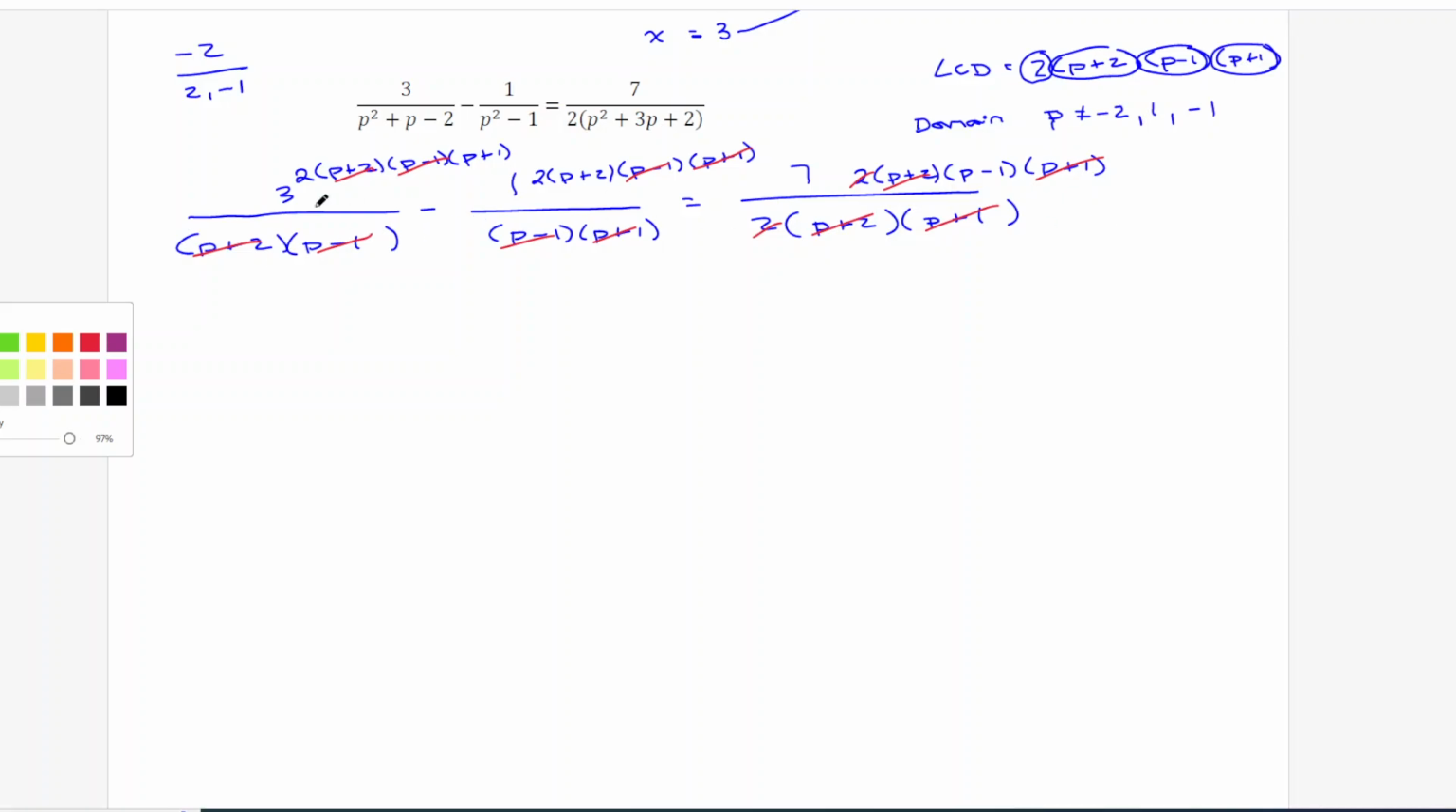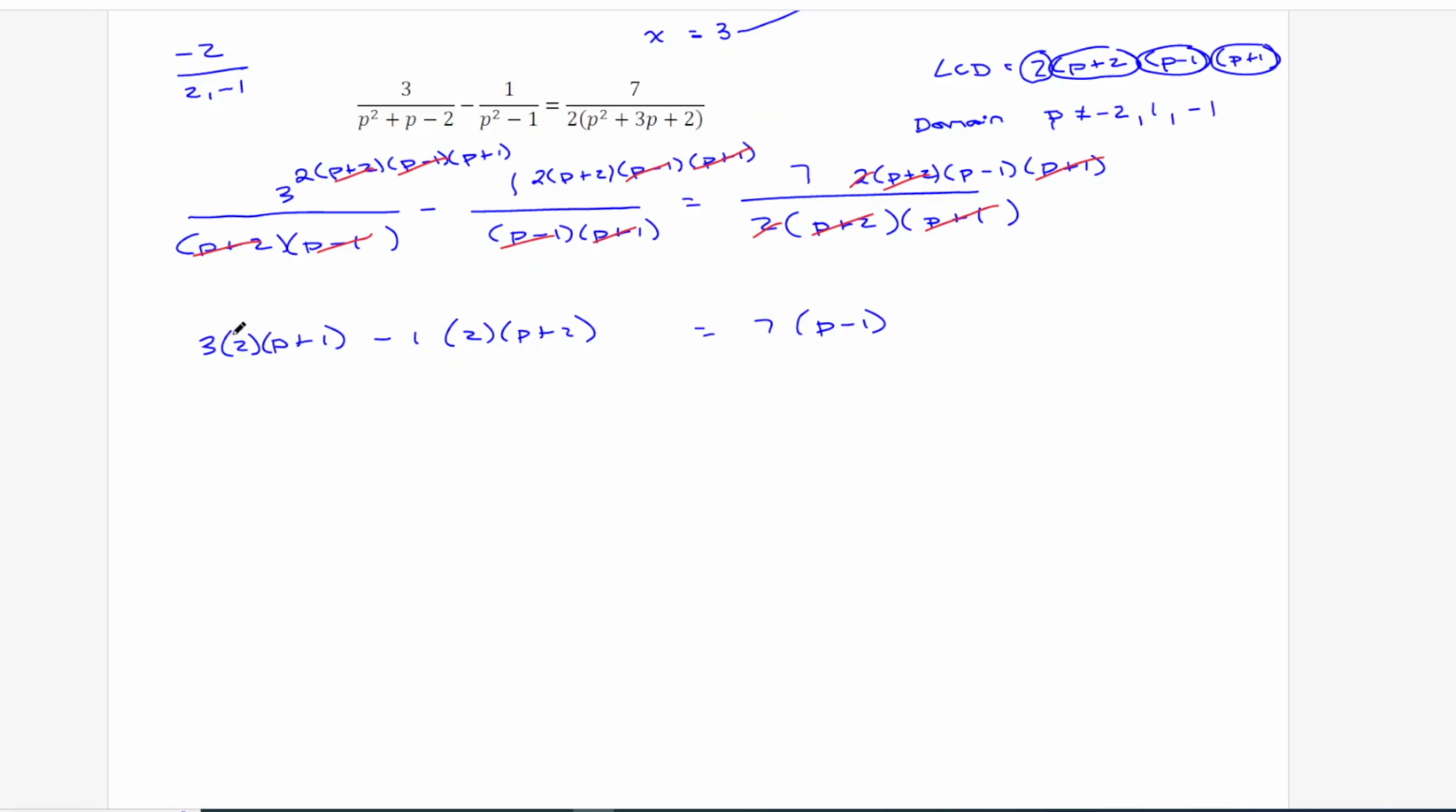And again, if you don't like the crossing out, this is where creating a common denominator comes in. So the 3 was missing the 2 and the p plus 1. The negative 1 was missing the 2 and the p plus 2. And then the 7 was missing just the p minus 1. So you can look at your denominators and see what they're missing, and that is what gets written here. That's the creation method. The destruction, you actually get to physically get rid of them and see what's left. It's just a different way of seeing it.